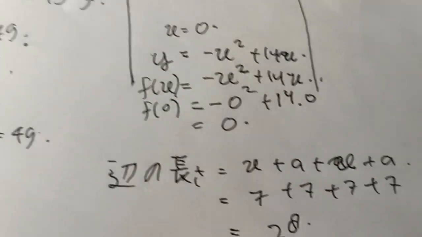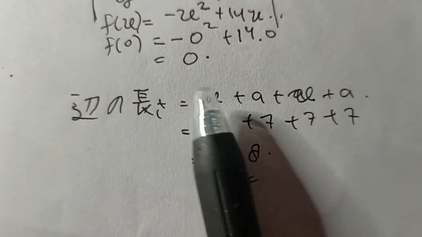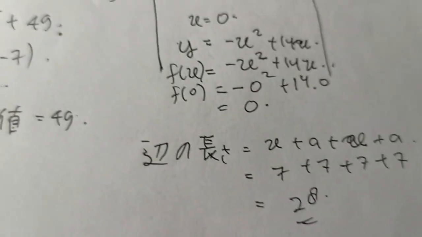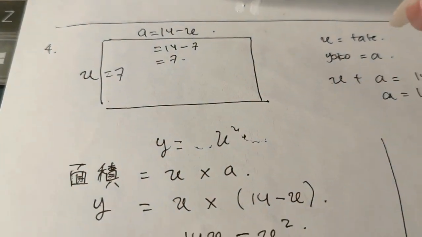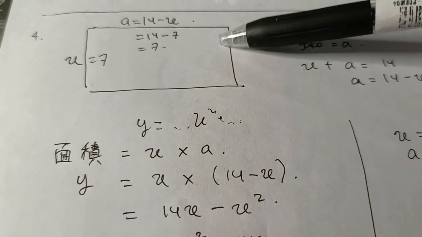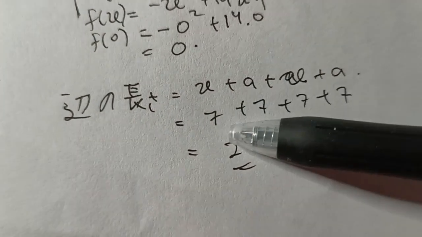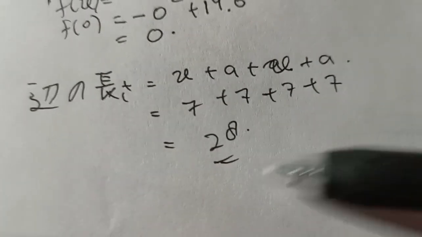And then they ask you to find the peripheral. X plus A plus X plus A. It's basically like this: X over here plus A plus X plus A. Right? Because X is 7, A is 7, 7 multiplied by 4 is 28. Right? Only like that.